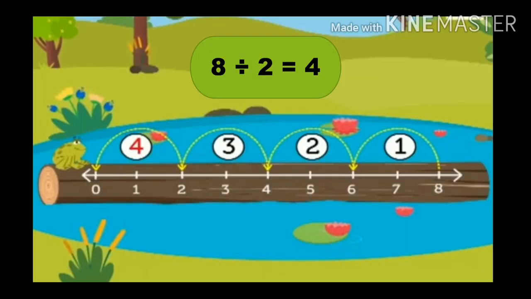This shows another way of repeated subtraction. Now, let's see with one more example. Here, there are 8 numbers on the number line and we have to divide 8 divided by 2. So, we do skip counting by 2 in backward direction until we reach 0. Now, students, you can see we get 4 skip counts, which means 8 divided by 2 is equal to 4.